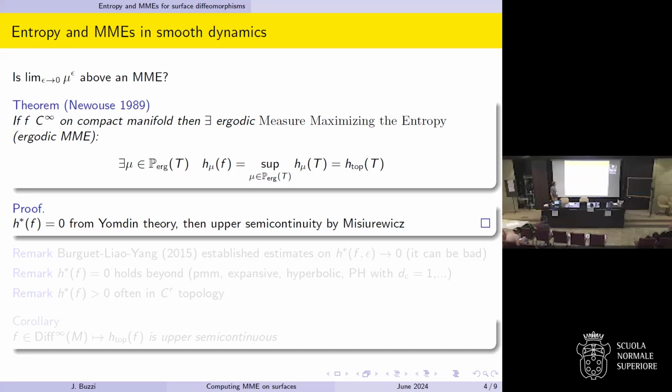gives you this vanishing. Now something I want to point out is that David Burguet, Gang Liao, and Yang obtained estimates on the rate of convergence. They have upper bounds, and also some lower bounds, in terms of the growth of the supremum of the derivatives of higher and higher order.